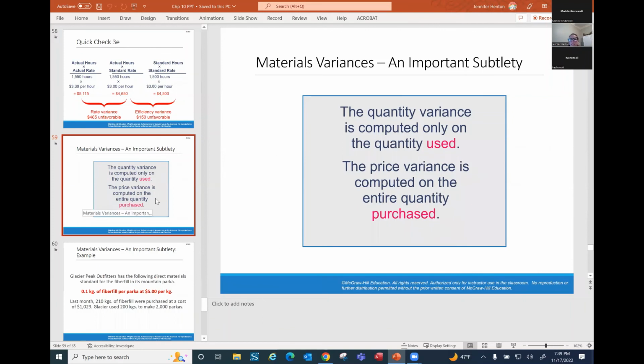So the quantity variance is computed only on the quantity used, and the price variance is computed only on the entire quantity purchased.